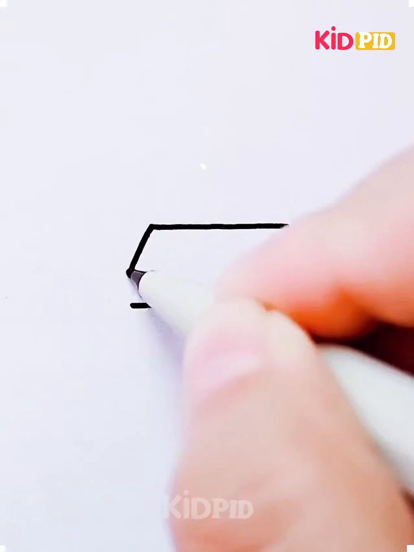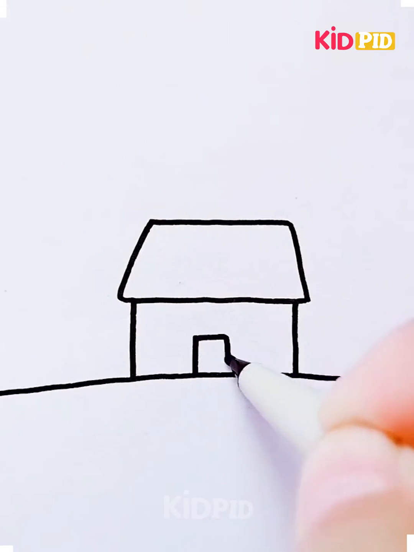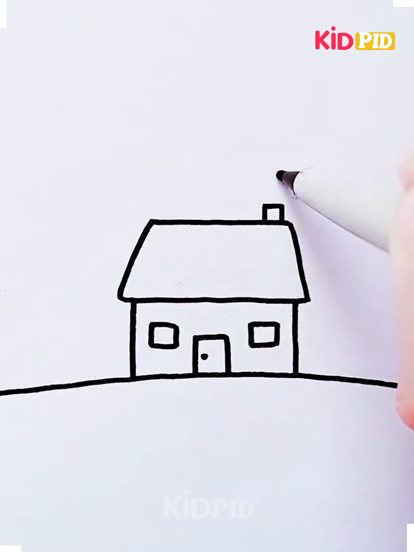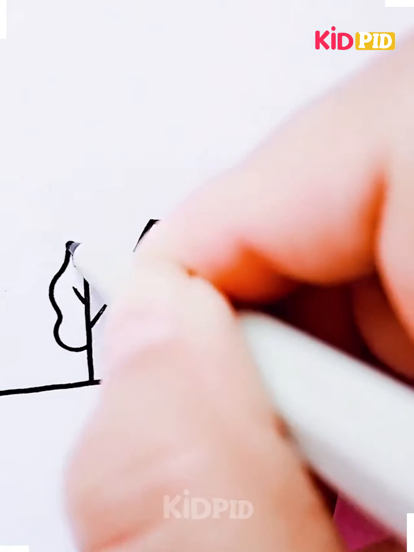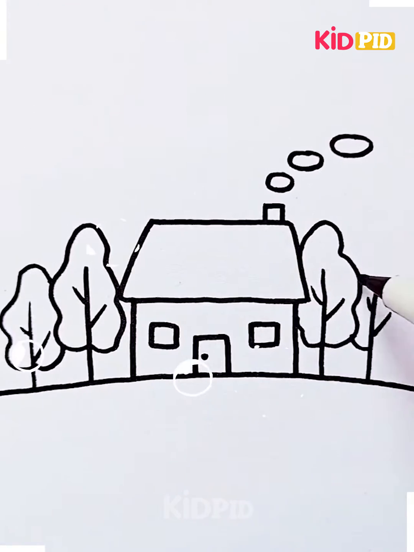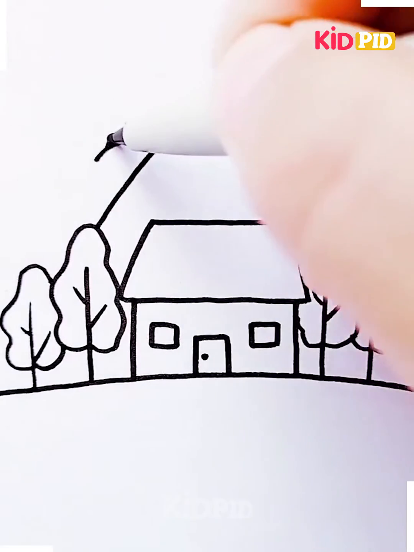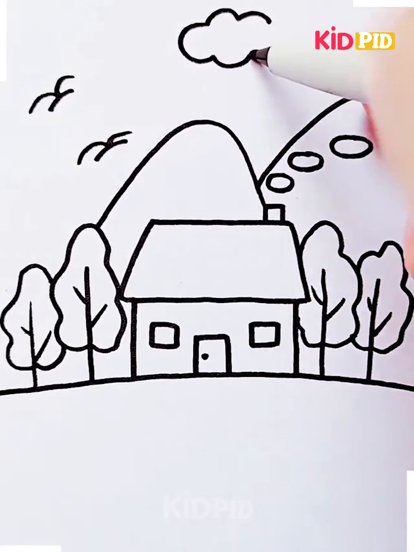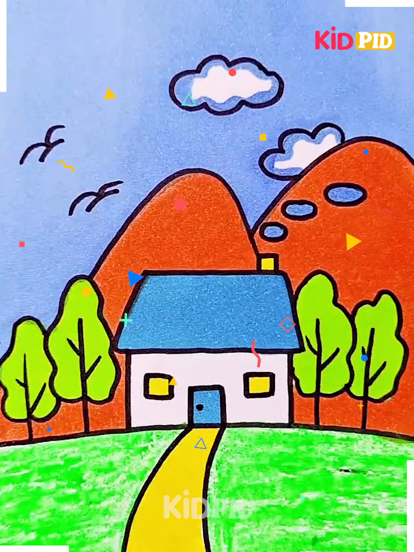Hello everyone, we're gonna start by making a scenery, starting by making a house. First we are going to make the features of this house like door, windows and the chimney. Then we're gonna make some trees beside it and a mountain followed by the clouds and then the birds.